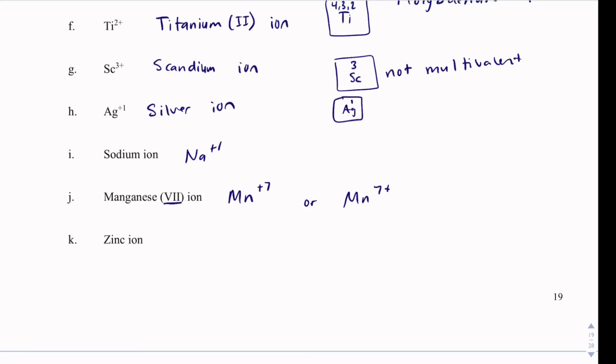And then we have zinc. We find it on the periodic table. Zinc has a +2 charge, and that's it. It's not multivalent, so we don't see any sort of Roman numerals. Roman numerals are only for multivalent cations.